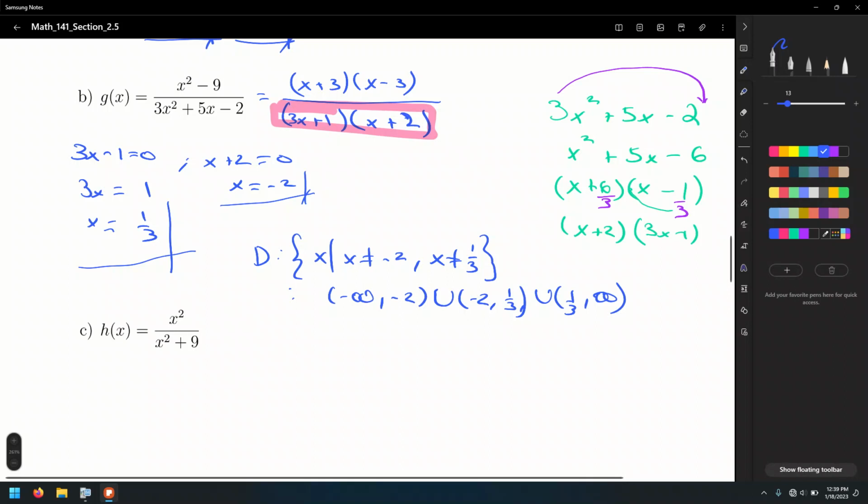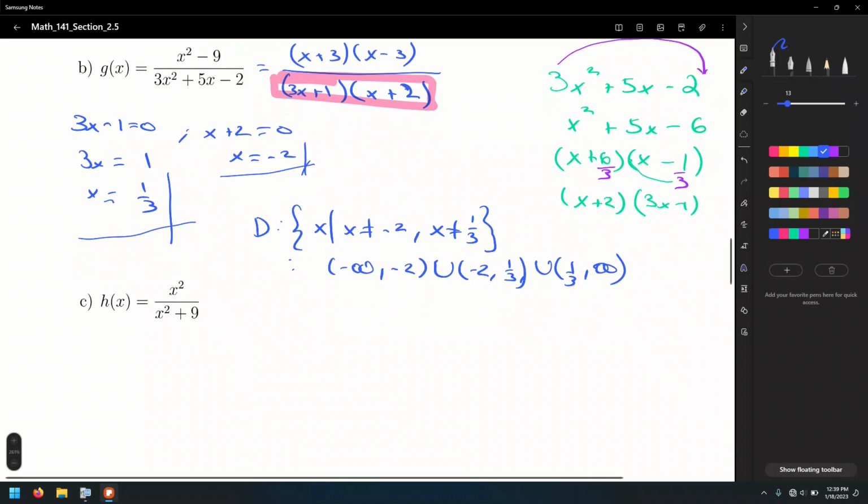Let's look at one more example. x squared over x squared plus 9. Again, all we have to worry about is the denominator when it comes to finding equations of vertical asymptotes. That is, let me highlight x squared plus 9. I'm going to set it on the side.